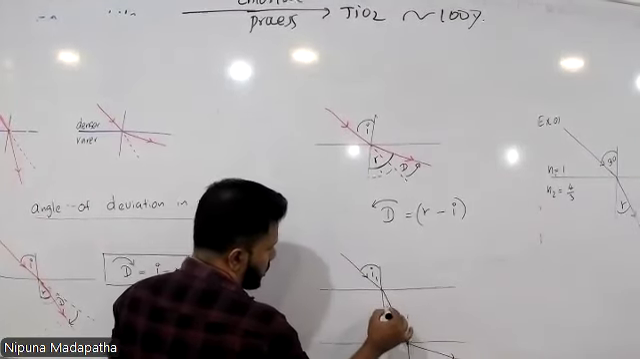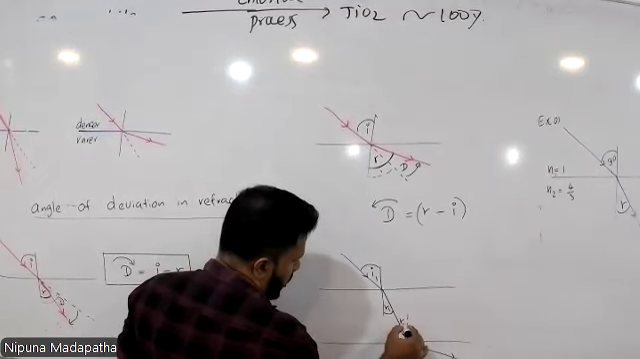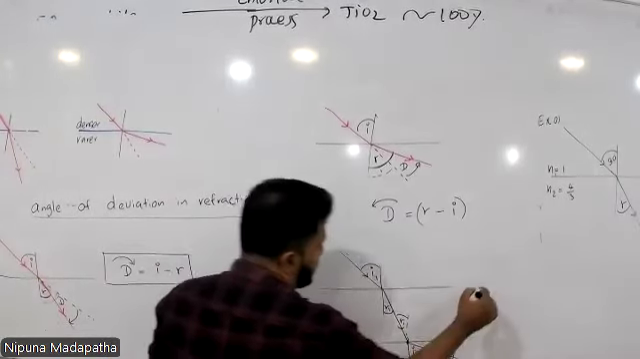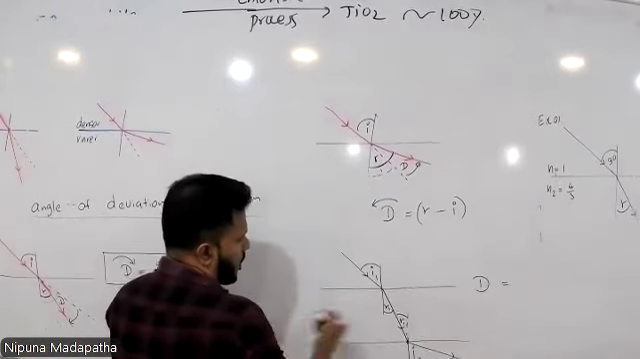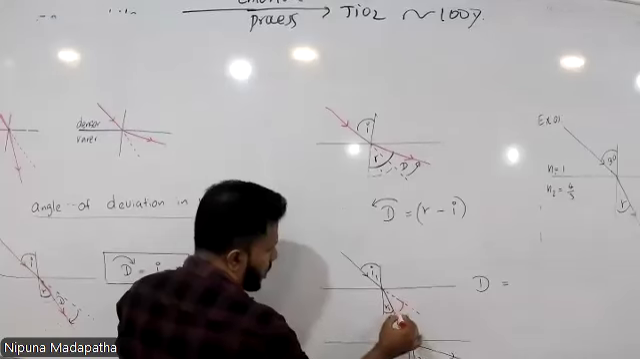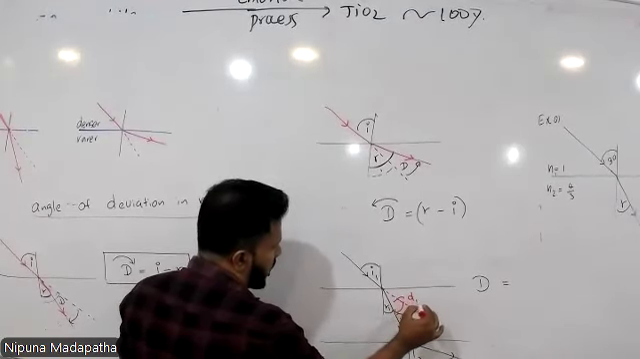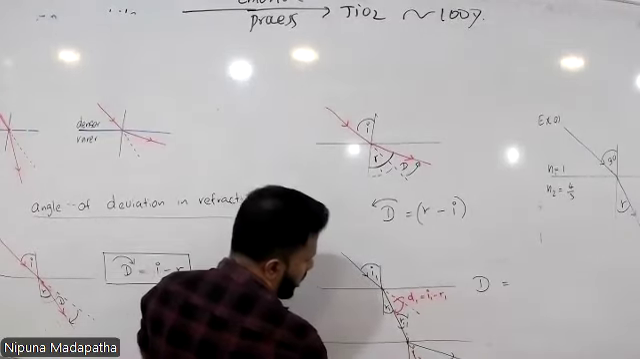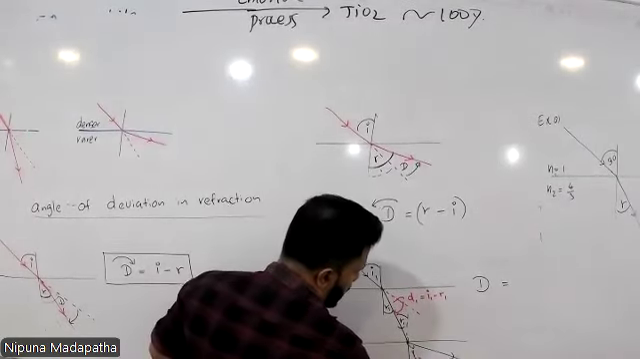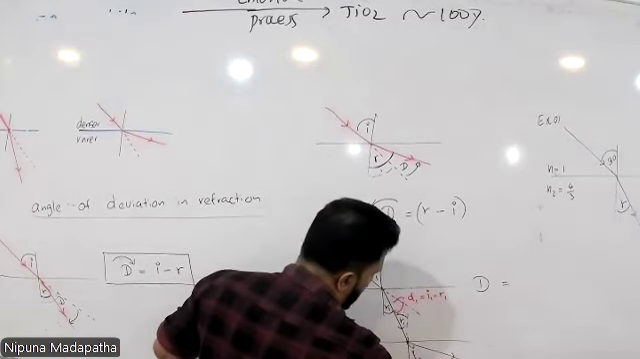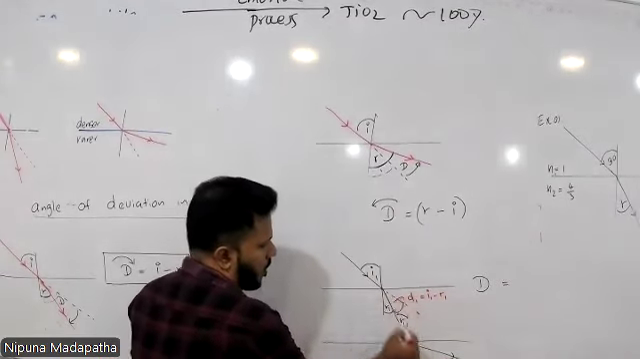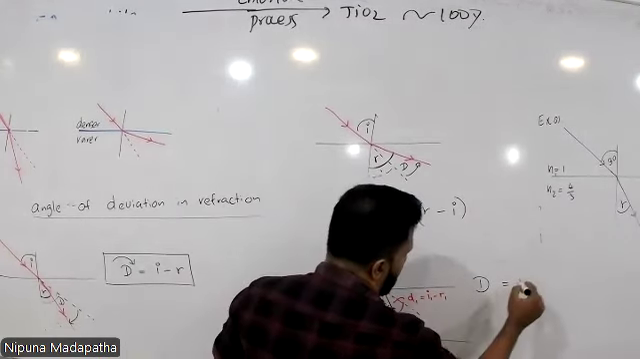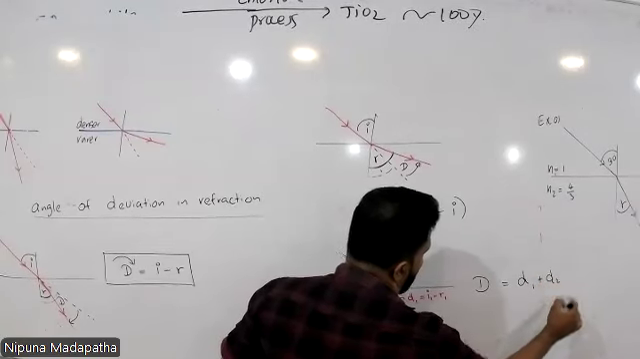This angle is I1. This is R1. This is I2. So how do you get the total angle of deviation? Here the angle of deviation is clockwise, suppose it is D1, I1 minus R1. Here the angle of deviation is anti-clockwise, D2, related to I2 and R2. So D equals D1 plus D2, but algebraically.